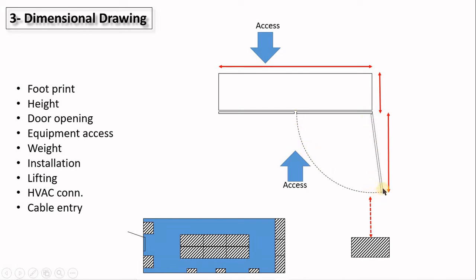If the door opens, you need to make sure, if you are the client, that when the cabinet is open, there is enough clearance to the nearest wall or the nearest other cabinet. But from the panel manufacturer or cabinet manufacturer perspective, you need to specify if you need access from the back of the cabinet or only from the front. Also, you need to indicate the weight and the HVAC connection if there is any.